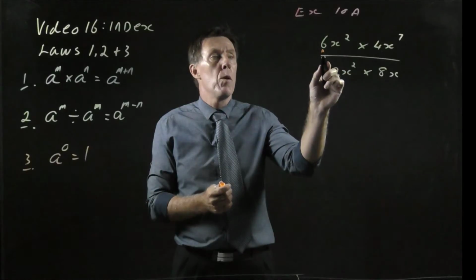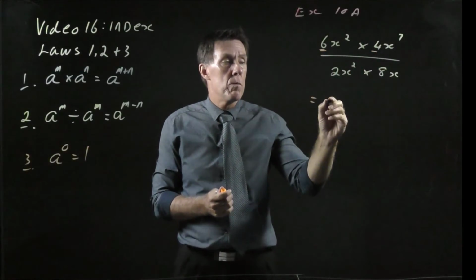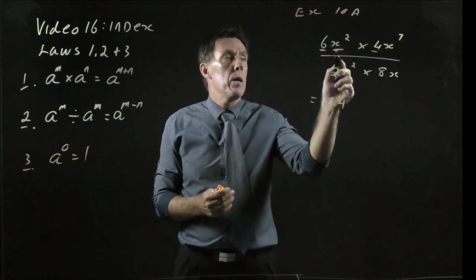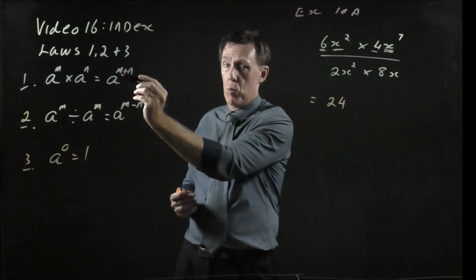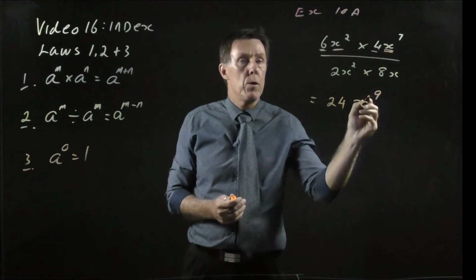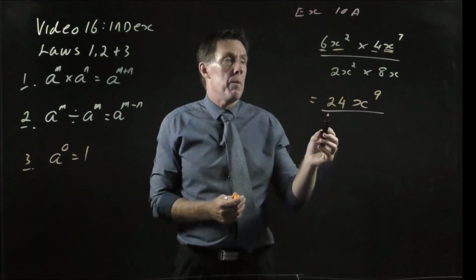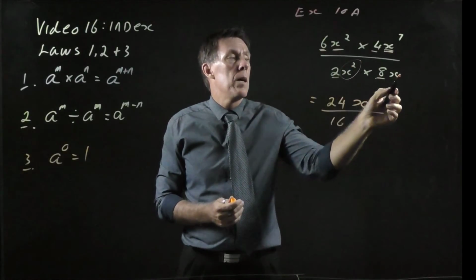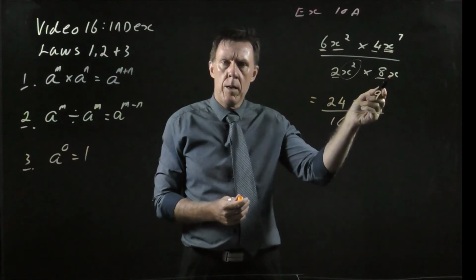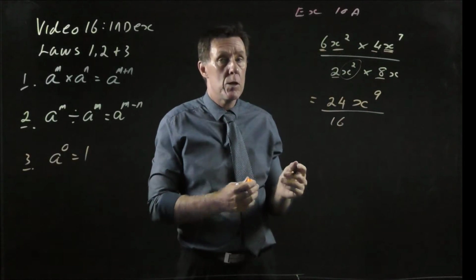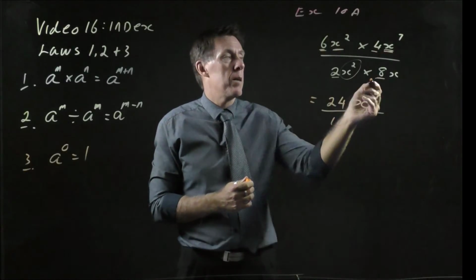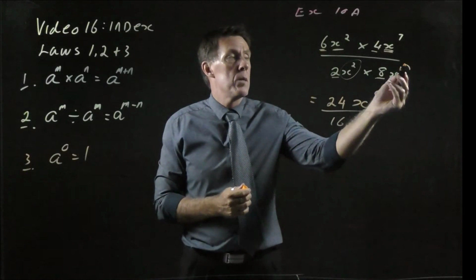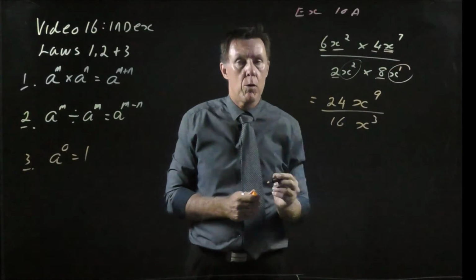So the number parts, on the top line, I've got 6 multiplied by 4. It's 24. The letter parts, I've got x squared multiplied by x to the 7. Rule number 1 says I add the indices to get x to the power 9. Bottom line, number parts, 2 times 8 is 16. Letter parts, x squared times this one, x. Remember, we're mathematicians, we're basically lazy people, we like to leave things out. That x is really read as x to the power of 1. So I have x squared times x to the 1 to give me x to the 3.